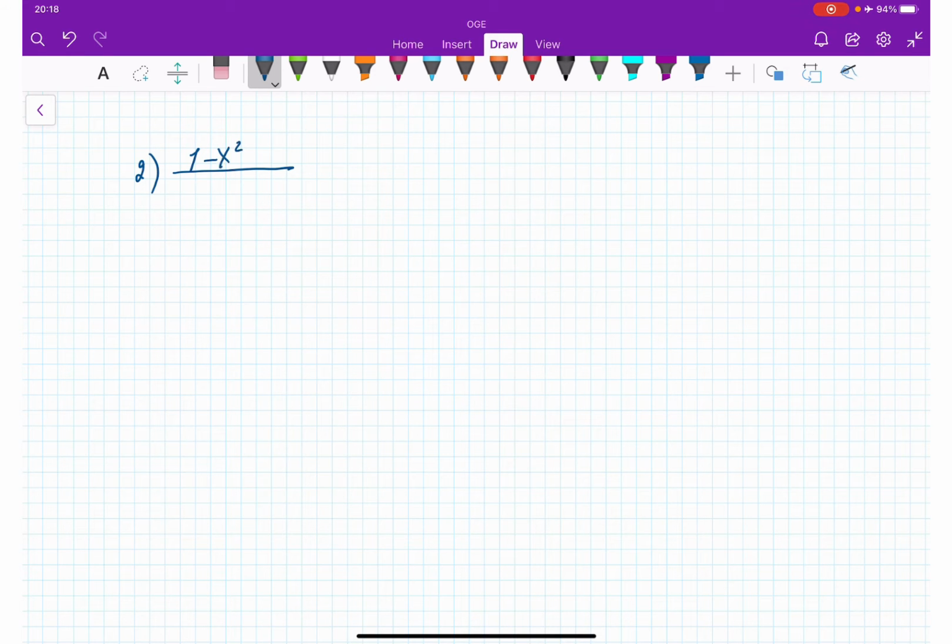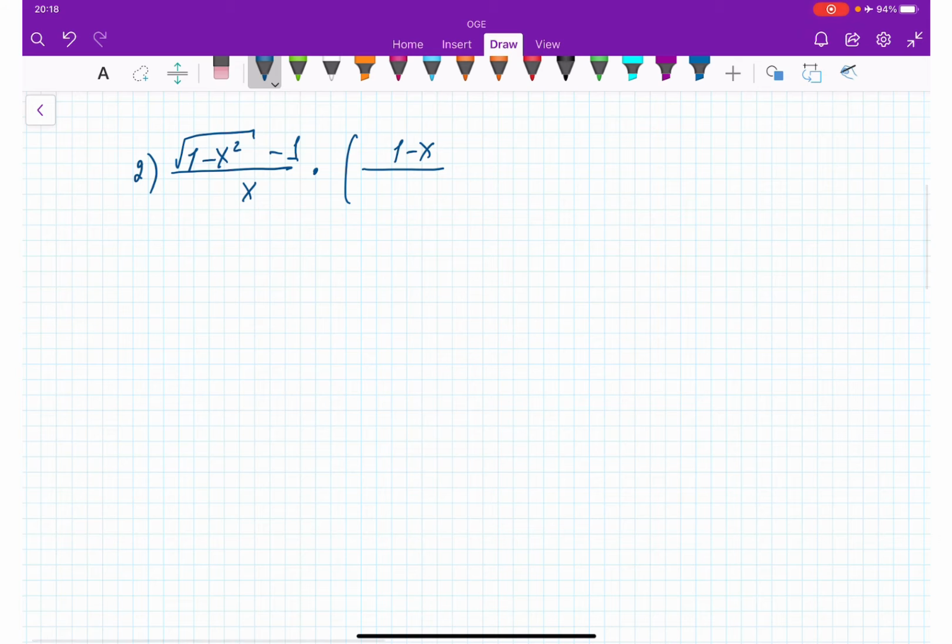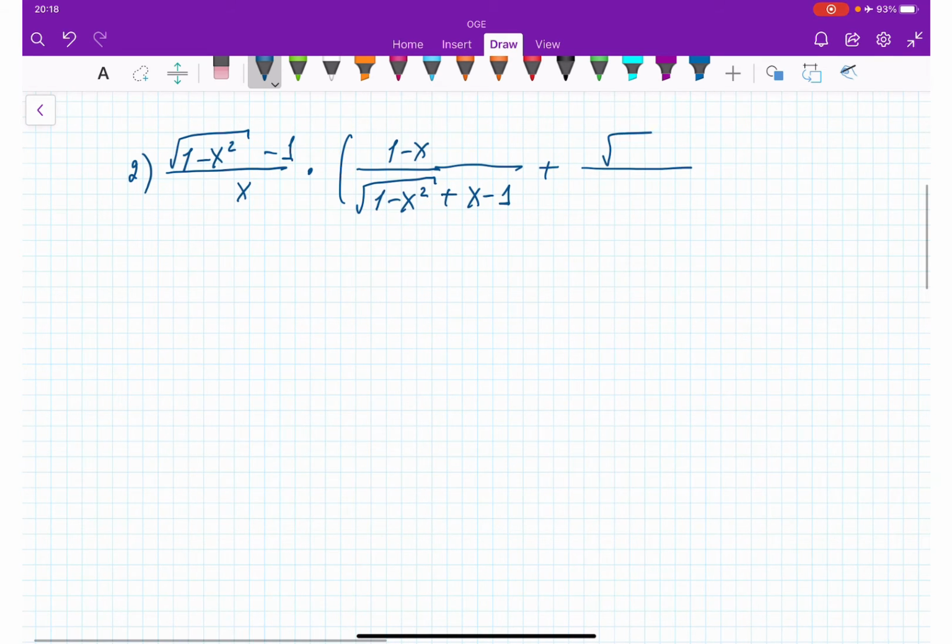Square root of 1 minus x squared, minus 1, over x, multiplied by 1 minus x and 1 minus x squared, plus x minus 1, plus square root 1 plus x, over square root 1 plus x minus 1 minus x.